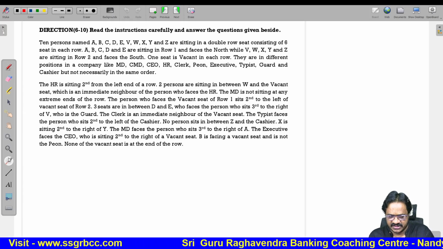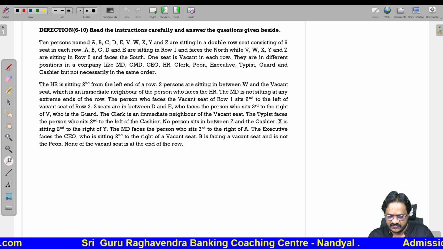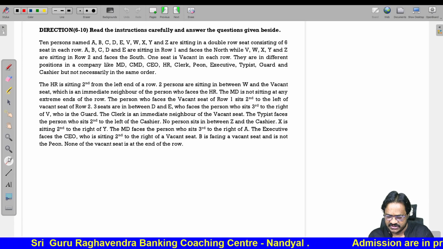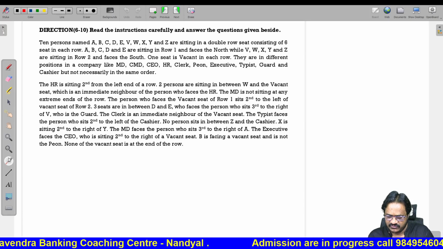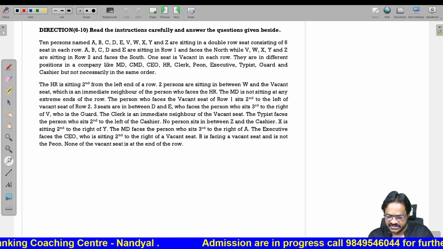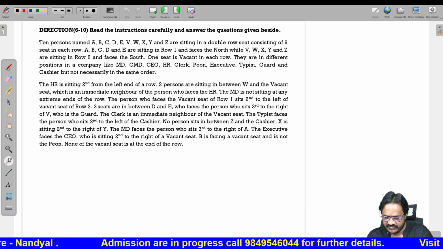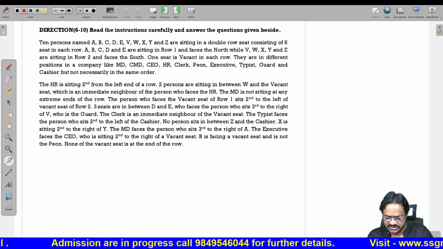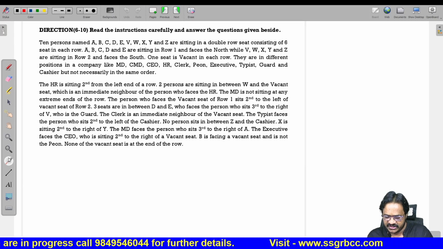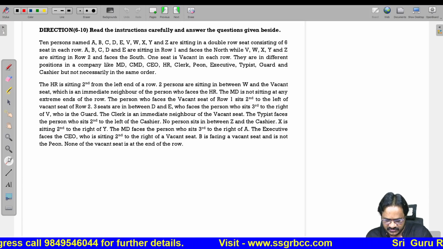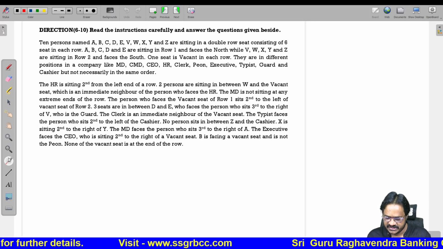HR is sitting second from the left hand. Two persons are there between W and vacant, which is the immediate neighbor of the person who faces HR. MD is not at extreme end. The person who faces the vacant seat of row 1 sits second to the left of the vacant seat of row 2. Three seats are there between D and E, who faces the person who is third to the right of E, who is a guard. Clerk is the immediate neighbor of the vacant seat. Typist faces the person who is second to the left of cashier. No person is there in between Z and cashier.